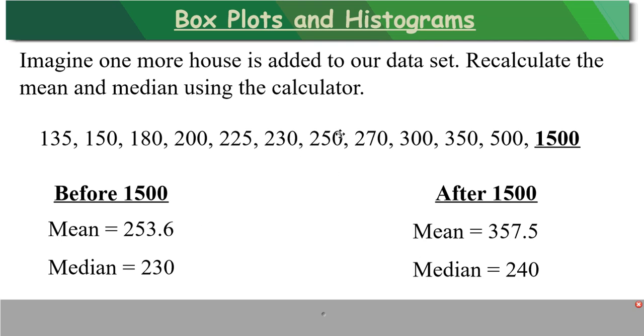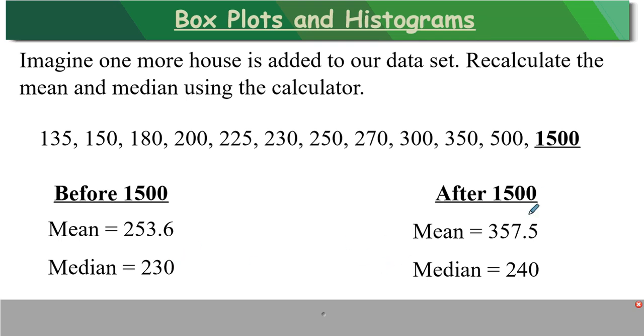You'll notice, why is it 240? Well, because there's an even number of data values in my data set. This is where the median would be because there has to be 6 above and 6 below, and halfway between 230 and 250 is 240. So that's how you get the median if there's an even number of data points in your data set. So look what happened. The mean changed a lot and the median barely changed.